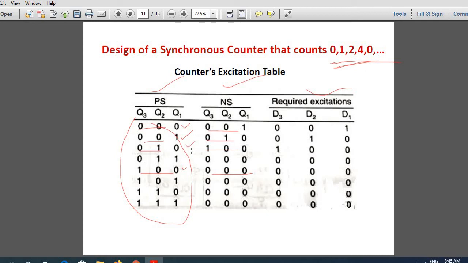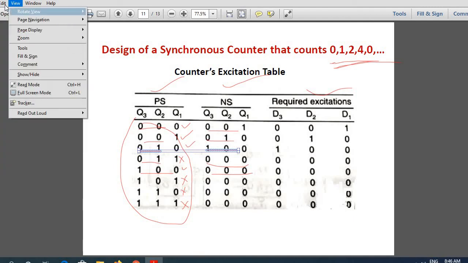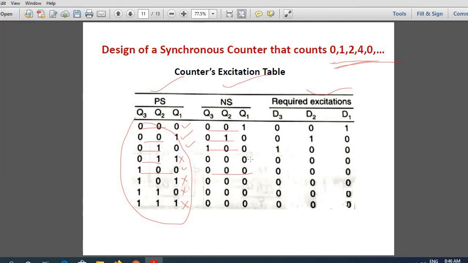Now these are the invalid states. This is my first invalid state, this is my second invalid state, this is my third invalid state, and this is my fourth invalid state. Now what should I do? Take the first invalid state, 0, 1, 1. Is it there in the sequence? No. So what is required in my design? It's been told that if that count is not there in my sequence, it should go to 0, 0, 0. So you put the next state as 0, 0, 0. That means if the counter accidentally enters count 3, it should reset soon.